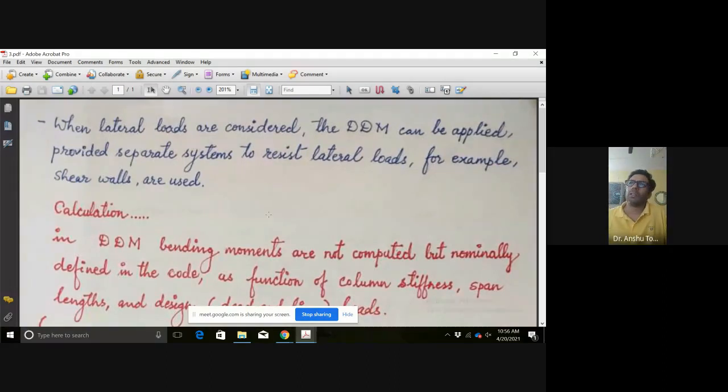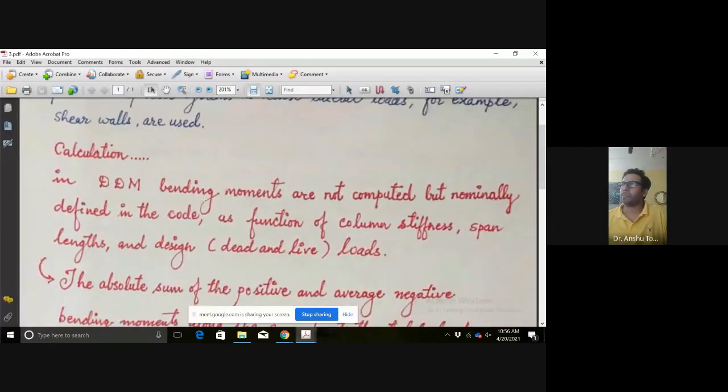Now calculation. In DDM, bending moments are not computed. This is the main difference. अभी हमने क्या किया, there are 3 domains of difference. पहला domain है transfer of the load. Second domain है the design steps. The third domain is this one, that is the calculation part. Because it does not come into the behavior.